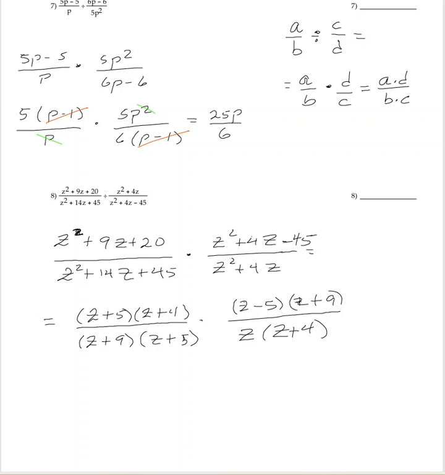Now we're going to start simplifying the common factors. So the c plus 5 cancels out with the c plus 5, the c plus 9 cancels with the c plus 9, and the c plus 4 cancels out with the c plus 4, and the result here will be c minus 5 over c.